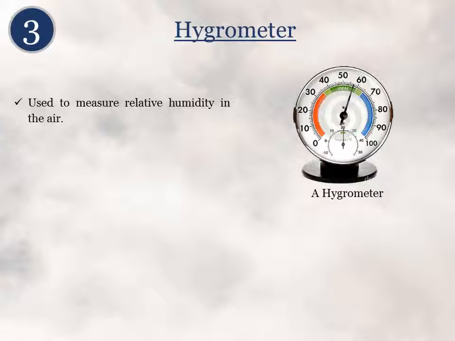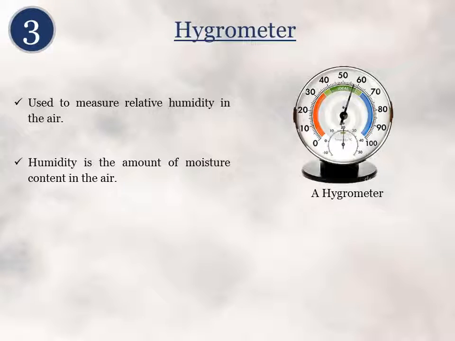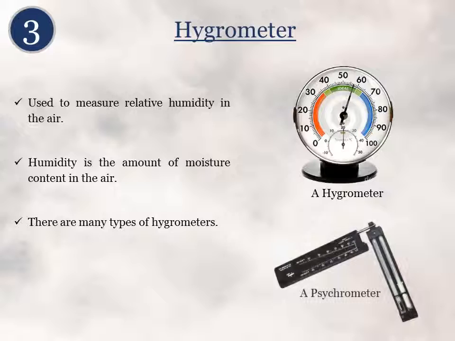Third, the hygrometer. This instrument is used to measure relative humidity in the air. Humidity is the amount of moisture content in the air. There are many types of hygrometers. One of the most common types contains animal fiber, usually human hair, that stretches when the relative humidity increases and contracts when it decreases. The fiber is connected to levers that turn the pointers in the dial.